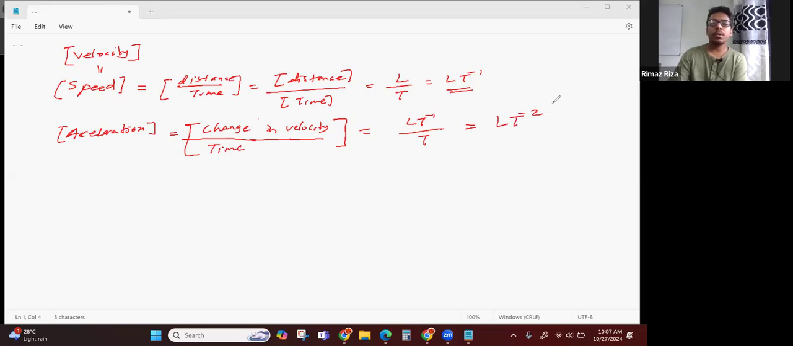You can get an idea about the dimension from the units also. So here you see meters per second, m s to the minus 1. So m s to the minus 2. Okay.